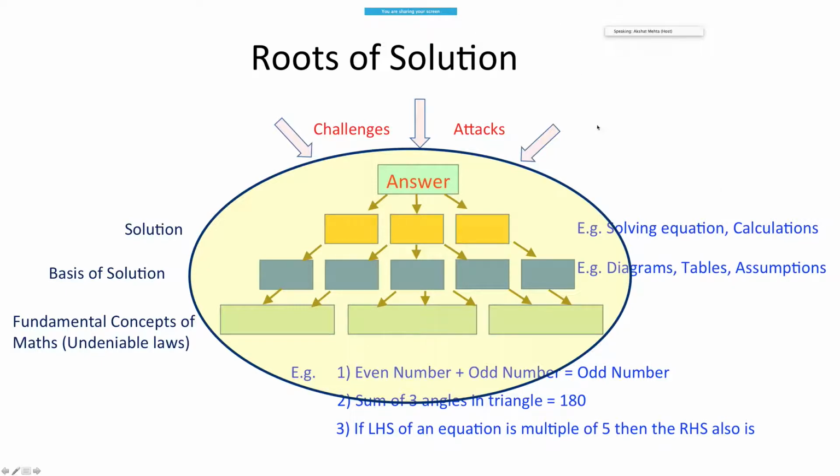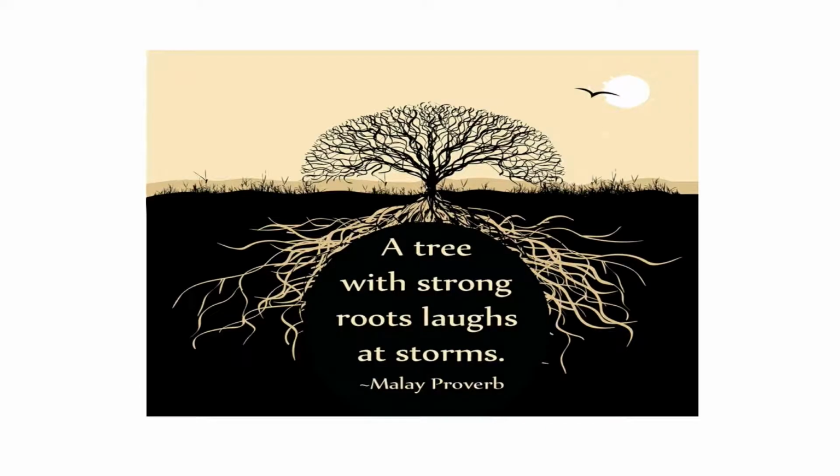And that's what your Olympiad evaluator will be looking at. They're not just interested in the answer, they'll give you sufficient time to justify your answer. Every single step that you make, every single statement should be justified by an undeniable principle. So, in that sense, your solution should be like the roots of a giant tree. If you have very deep and very strong roots, then the tree can withstand any storm, any challenge.